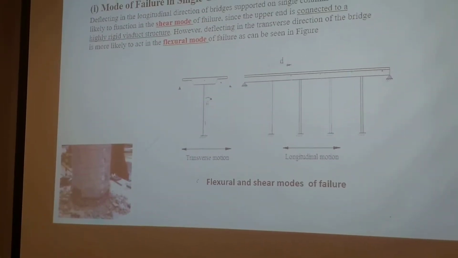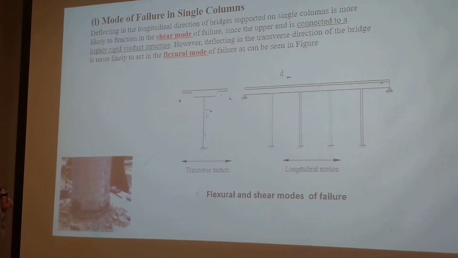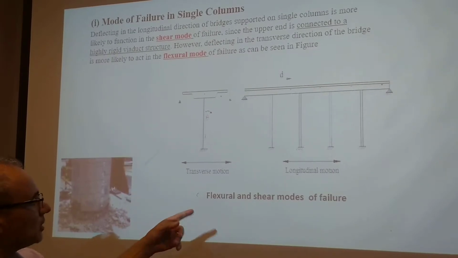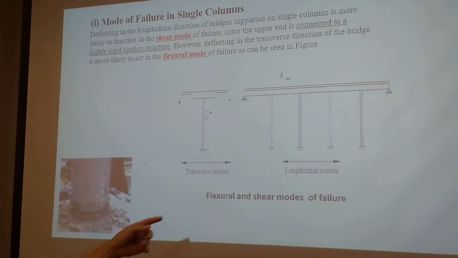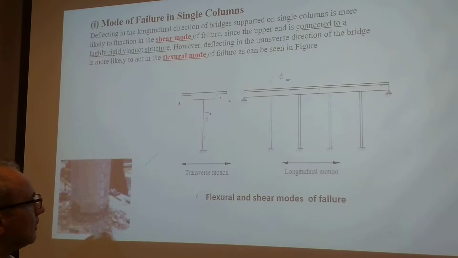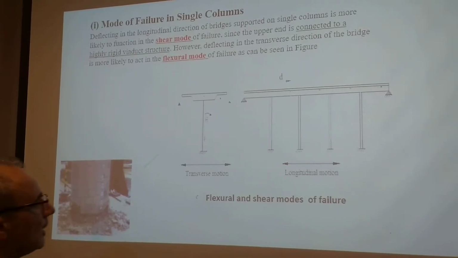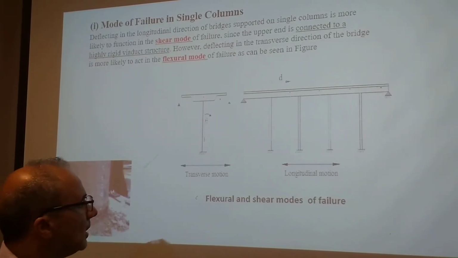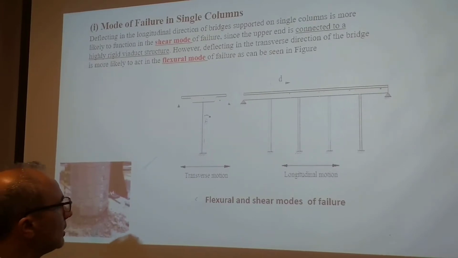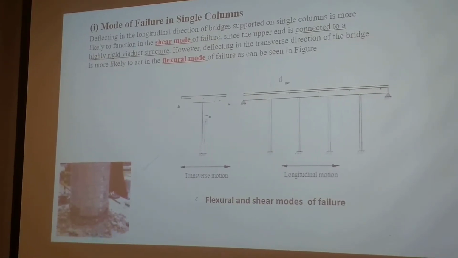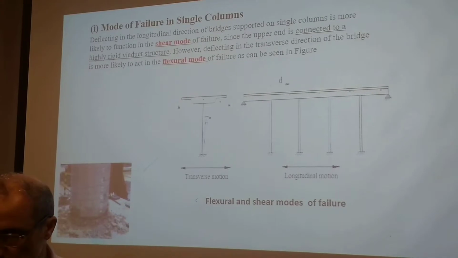For the mode of failure in single columns, there are flexural and shear modes of failure. The flexural one is at transverse motion, and the shear mode of failure is at the longitudinal motion. And this is how it looks when there is damage in the flexural mode.